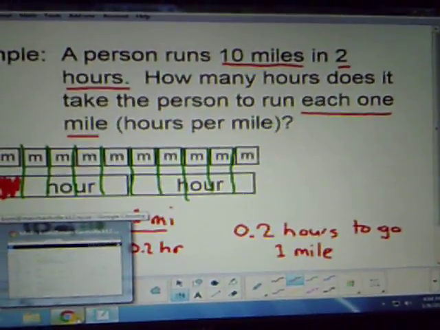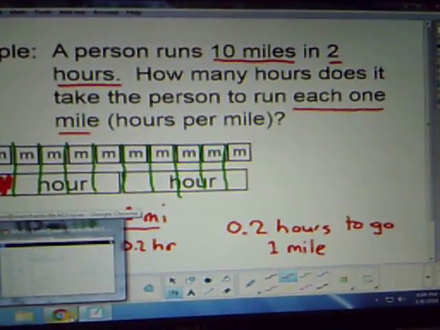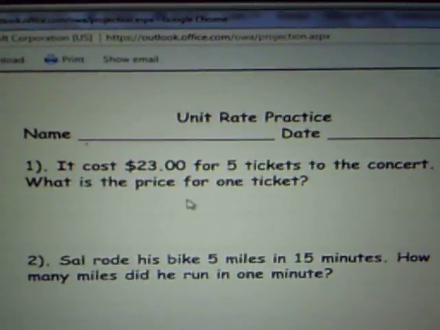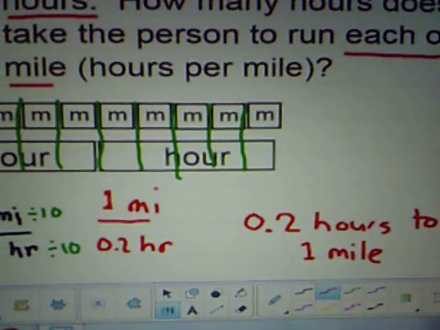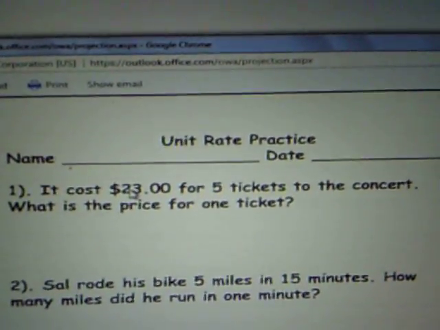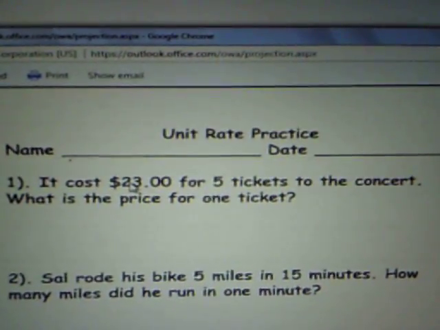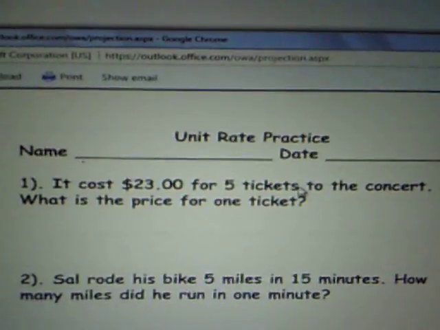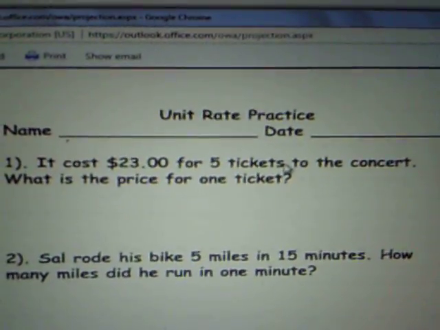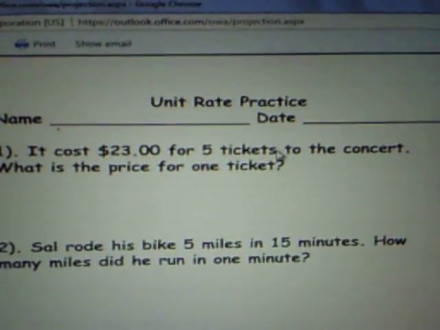If that's a bit confusing, let me give you an example that was in the homework. If you just give me a moment, I'm going to get the homework page up here. The very first question in the homework. I'm going to have to flip back and forth between these two screens. It costs $23 for 5 tickets to the concert. Then it asks, what is the price for 1 ticket?